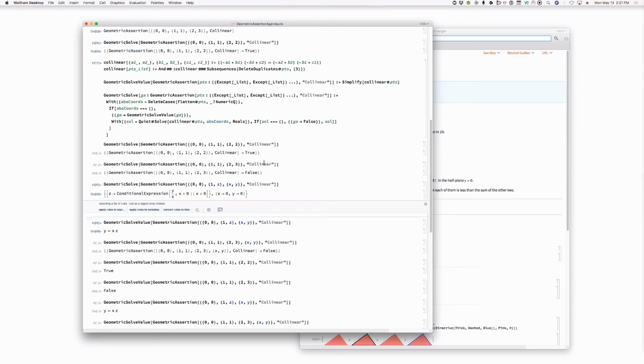Let me try to understand this. So normally, it would have some parameter values, for example. It would say, help me, walk me through why this makes sense.